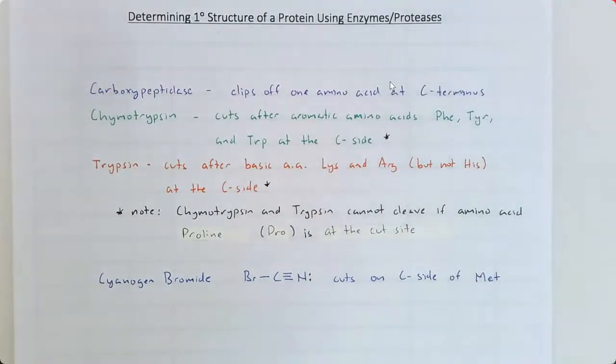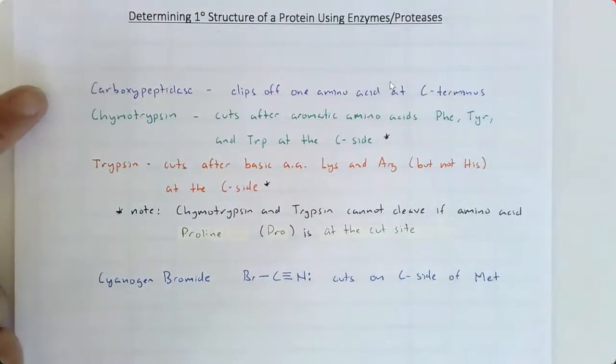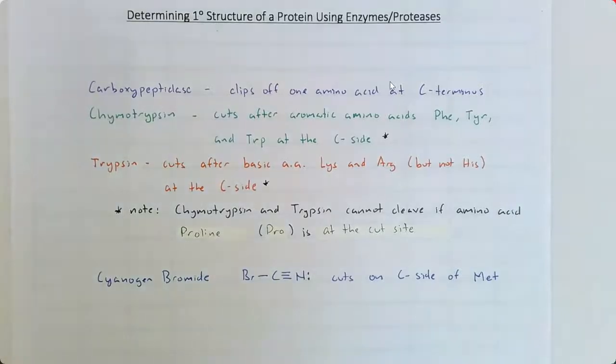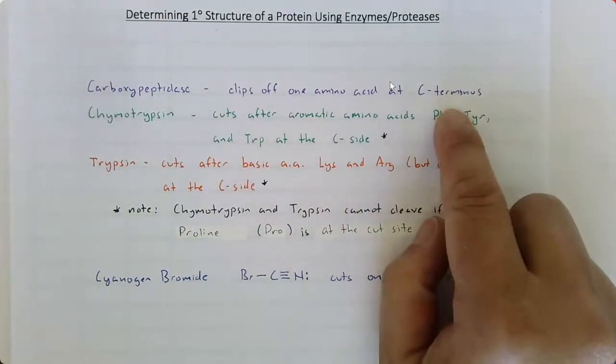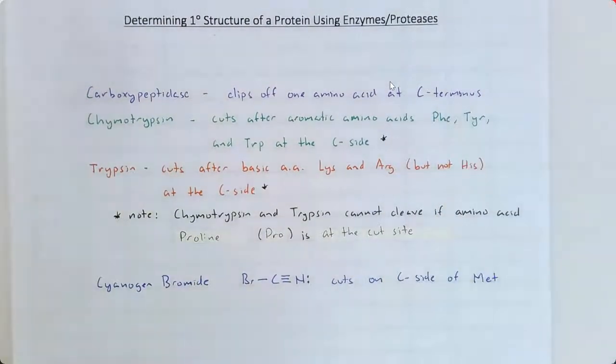Okay, we have three enzymes. Carboxypeptidase clips off the last amino acid at the C-terminus, and it only clips that one amino acid off. It doesn't keep clipping, is what I mean.